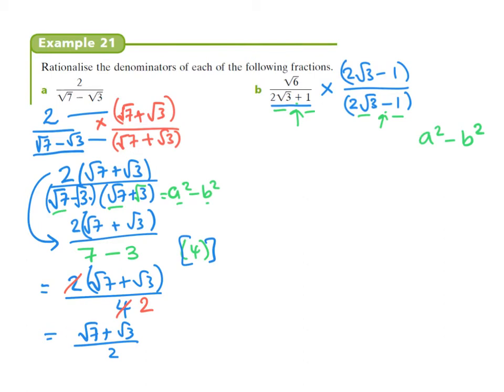This time I'm going to start with the top, square root 6, so that all equals square root 6 multiplied by 2 square root 3 take 1, and I'm going to put a bracket around that because square root 6 is multiplied by each of those, and that's 2 terms, and so when we multiply it by a third number, each term is multiplied by that.